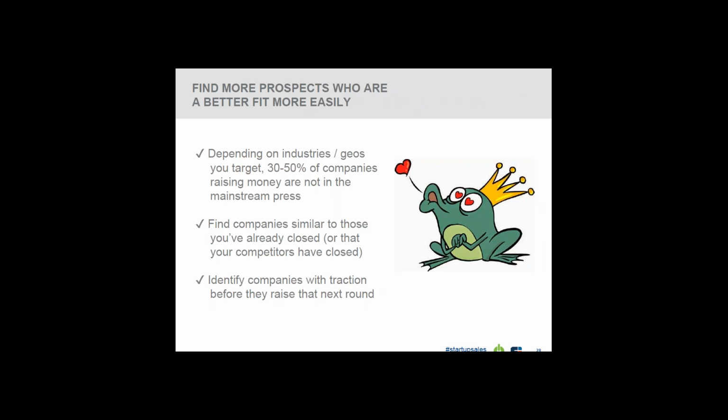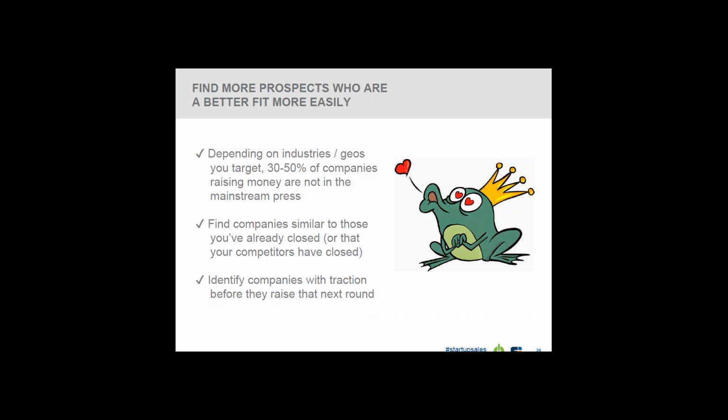So how do you find the right prospects? Depending on the industries and geos that you target, a bunch of companies never make it onto TechCrunch or into those newsletters, right? When we look at the data, we see about 30 to 50% of companies, depending on the industry and geographies you're targeting, don't make the mainstream press. And those are the companies you want to target because those are the ones that aren't getting 147 emails in 2 weeks.